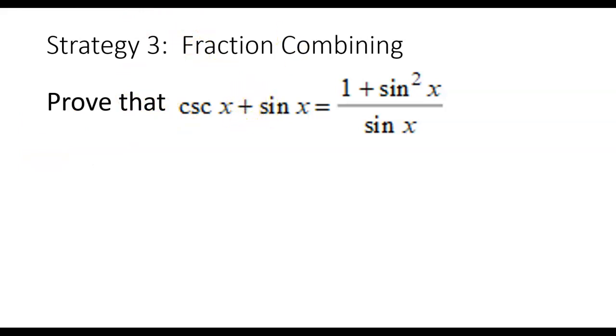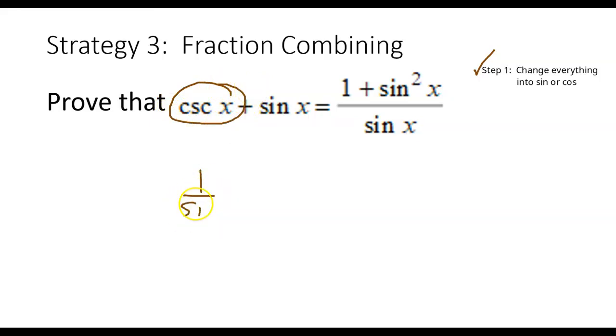about. So you're still going to do that same first step on every problem. You're still going to change everything into sine and cosine. So let's do that. So step 1, change everything to sin or cos. The only thing that's not sin or cos here is this guy. So we're going to change that into 1 over sine of x. Now, since there's a fraction for one of them, I'll make the other one a fraction as well.